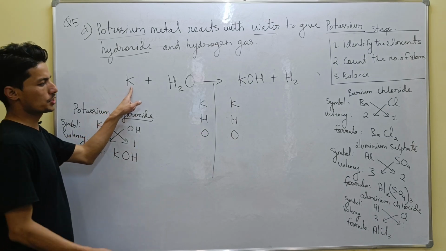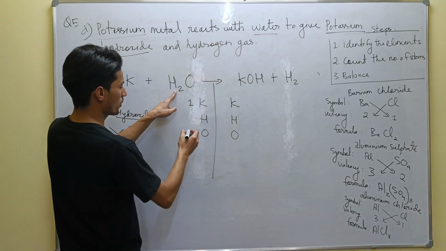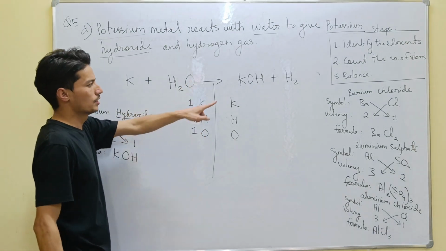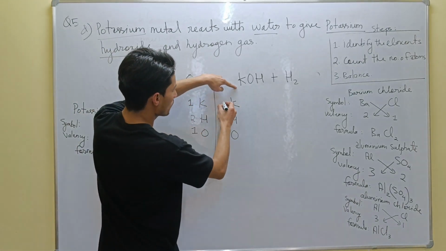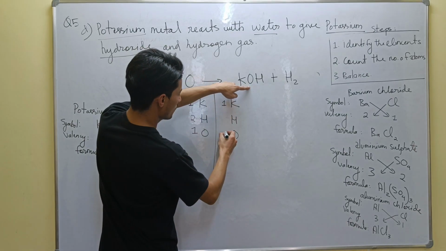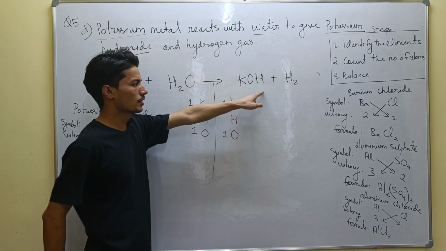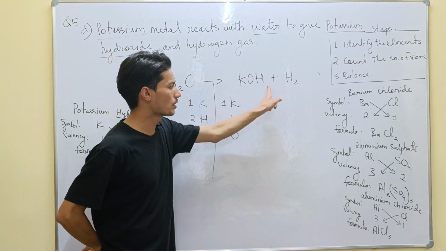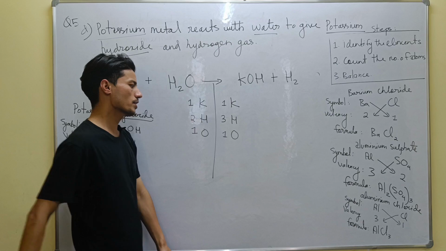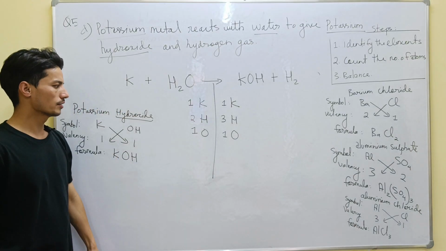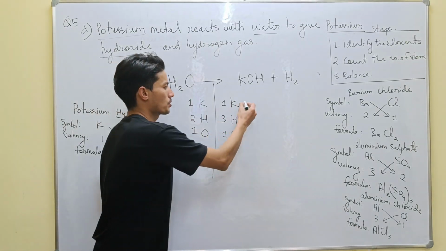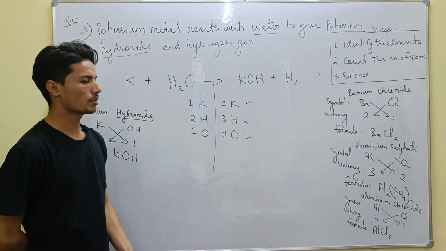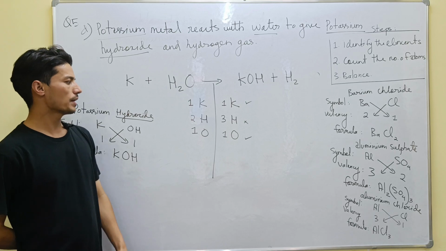So how many atoms of potassium? 1. How many atoms of hydrogen? 2. How many oxygen atoms? 1. On the product side, how many K do you see here? 1. How many oxygen? 1. How many hydrogen? I see 1 hydrogen here, then another 2 hydrogen here. So 2 plus 1 becomes 3. So there are 3 hydrogen in total on the product side. Potassium appears to be balanced. Hydrogen is not balanced, and oxygen appears to be balanced. So now we know what to do. We have to balance hydrogen.